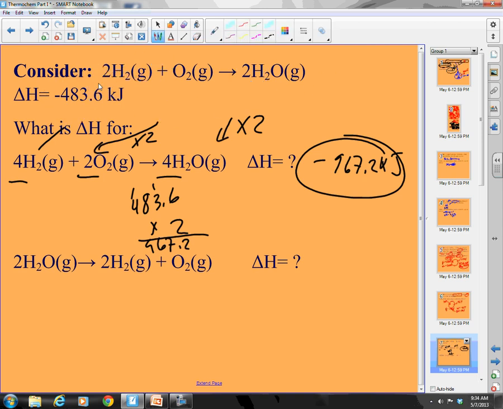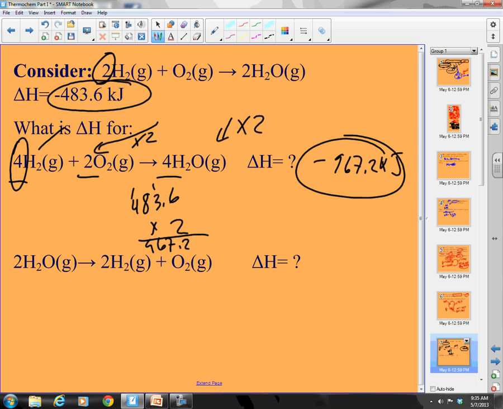If I have 2 moles of hydrogen which react, I produce 483.6 kilojoules of heat, right? So if I double that amount and I have 4 moles of hydrogen reacting, I will double the amount of heat. That makes complete sense.